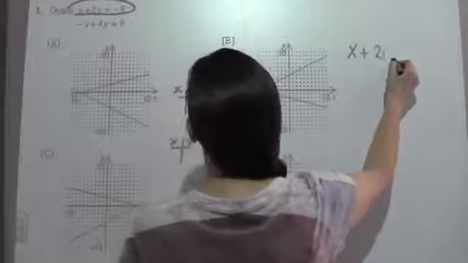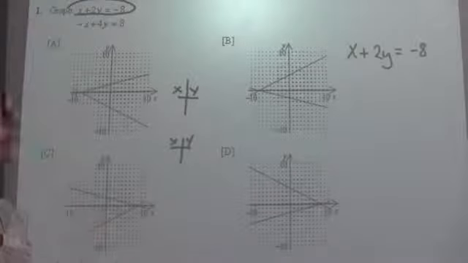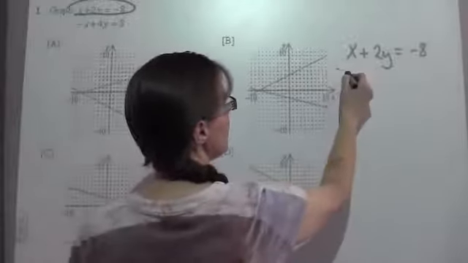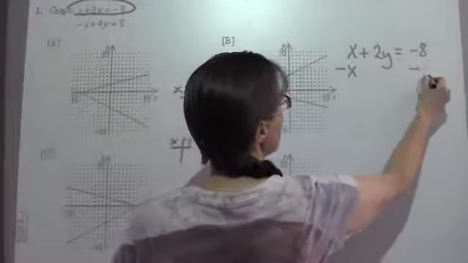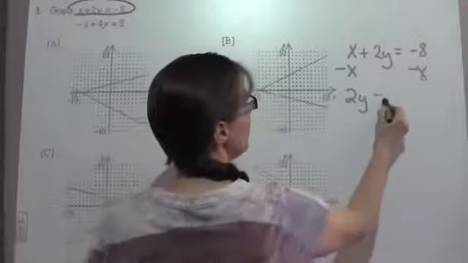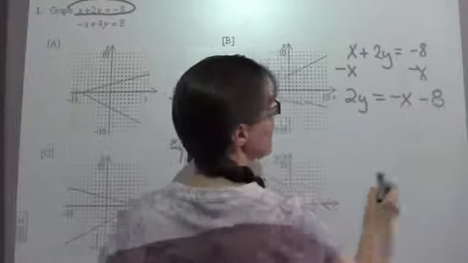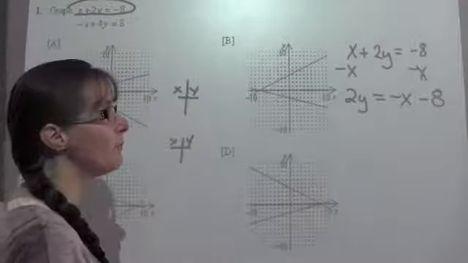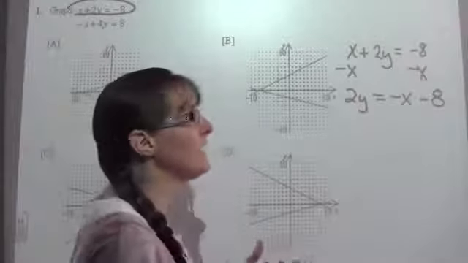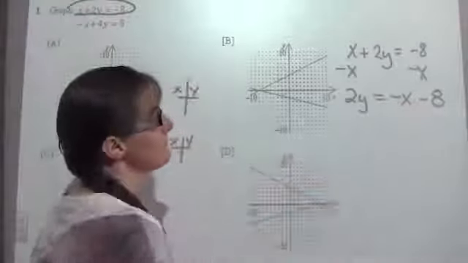x plus 2y equals negative 8. To get y by itself, the first thing I'm going to have to do is take off the x. That means I'm going to subtract x from both sides. That's going to leave me with a 2y on the left, and it's equal to negative x minus 8. Remember, keep the signs and don't put them together because these are x's and these are numbers. I don't know what x is, so I can't add it to 8 because I just don't know what it is. So you just write it the way it is.